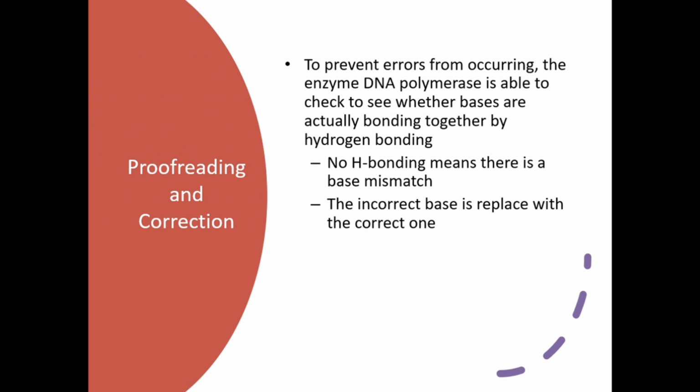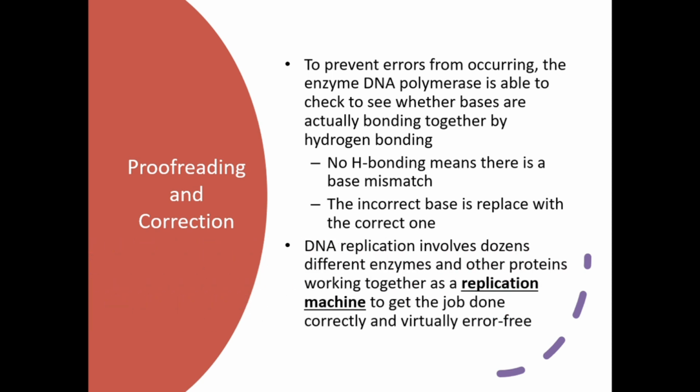So proofreading and correction of these mutations and mistakes in the DNA molecule is needed. To prevent errors from occurring, the enzyme DNA polymerase is able to check whether bases are actually bonding together by hydrogen bonding. No hydrogen bonding means there is a base pair mismatch. The incorrect base pair is replaced with the correct one in proofreading.